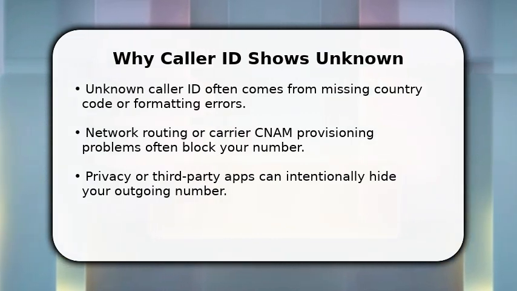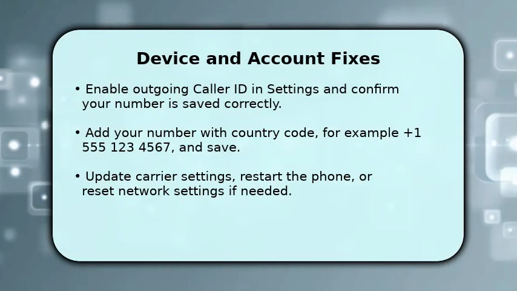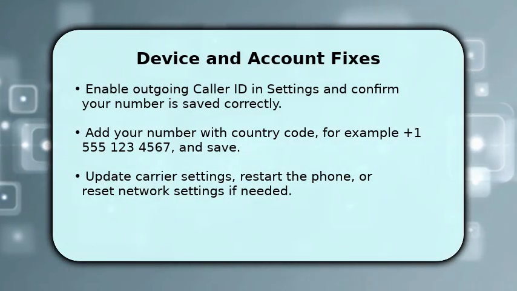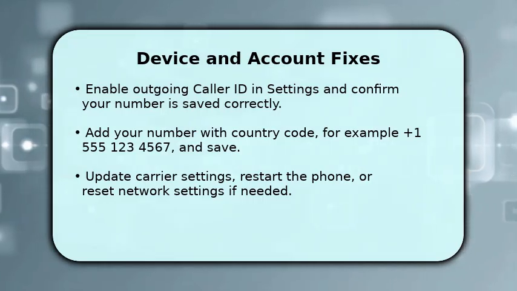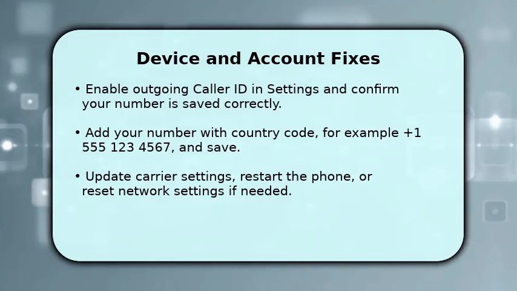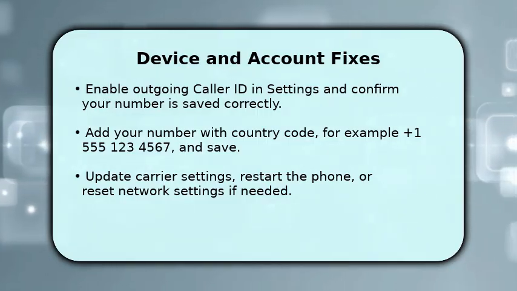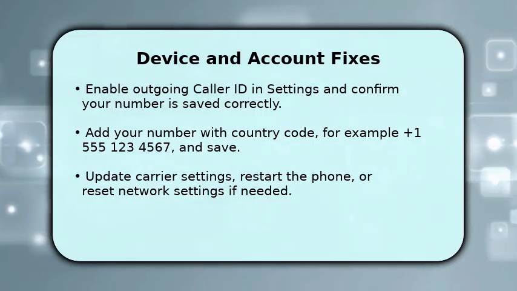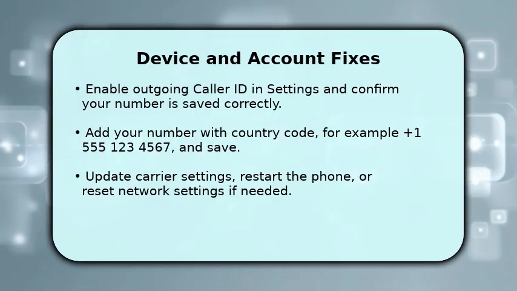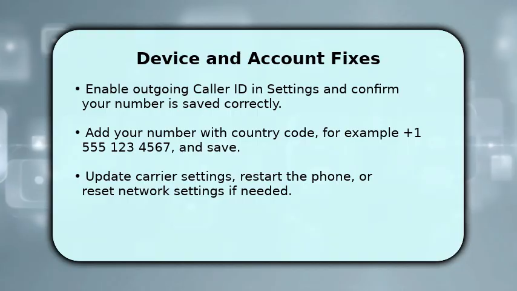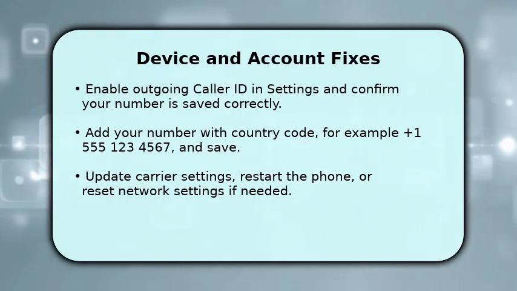Next, verify device and account settings to restore proper caller ID display. Open phone or settings and confirm outgoing caller ID is enabled for voice calls. Save your number in your contact as a full international format like +1 555 123 4567. Disable any privacy options or third-party dialer apps that block caller ID on outbound calls.